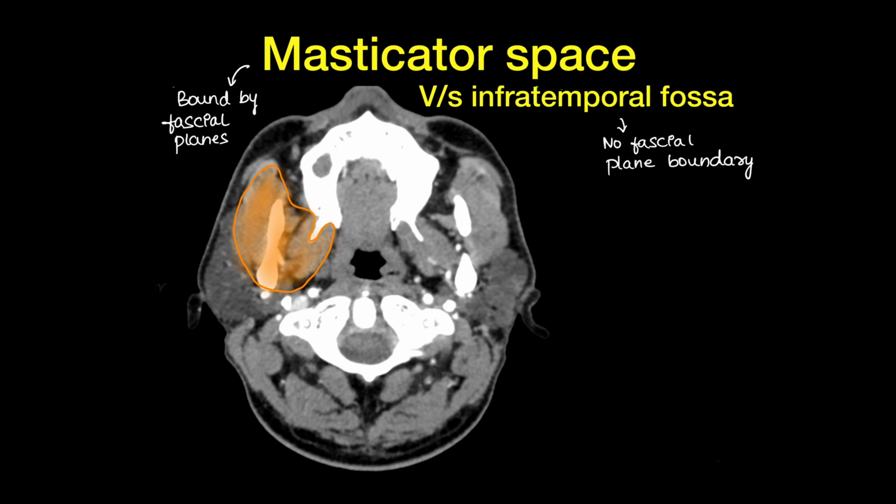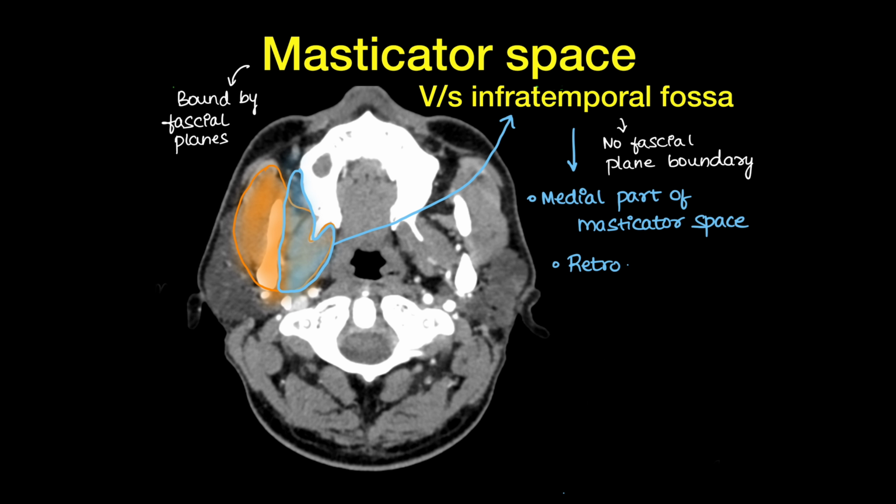So what I'm drawing in orange here is the masticator space, which is bound by fascial planes. And here, the medial aspect of the masticator space is the infratemporal fossa, which contains the medial part of the masticator space, and also includes that buccal fat pad which I showed you, the retromaxillary fat. So these two constitute the infratemporal fossa.